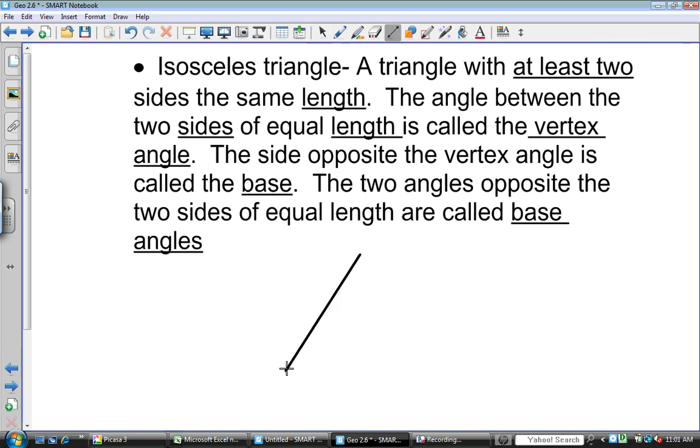So if I have an isosceles triangle, it looks something like this. Let's say these two sides are the same length. It says the angle between the two sides of the same length is called the vertex angle. So this angle here, we're going to call the vertex angle.